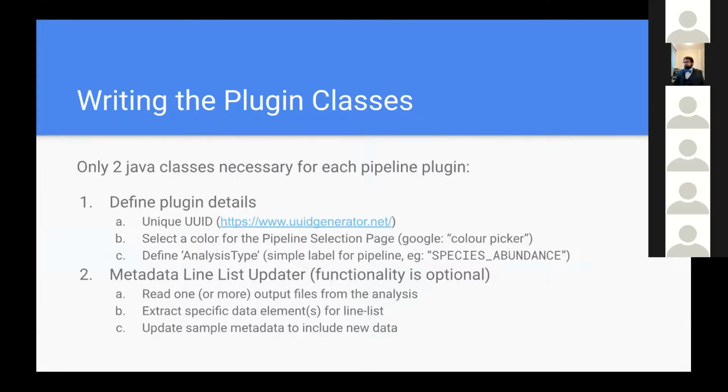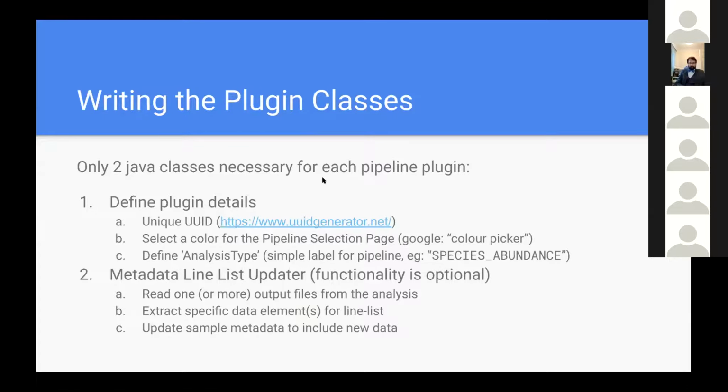So there's just two Java classes. That repository contains examples of these two Java classes that you'll need. And I don't know how many people write Java or like writing Java, but it's really not a lot of code that is necessary. There's just a few pieces that need to be put in place. So there are two classes.